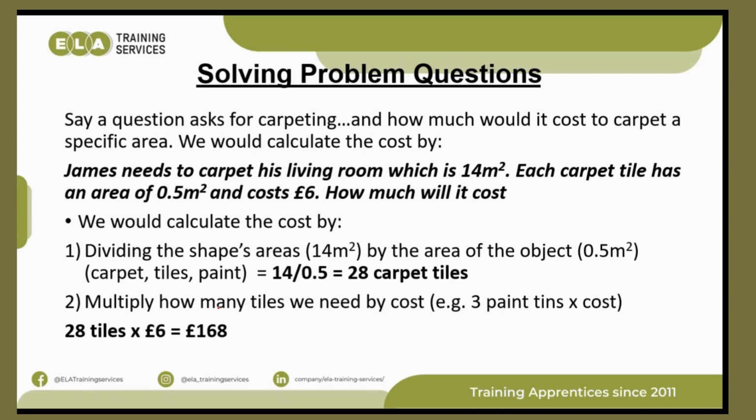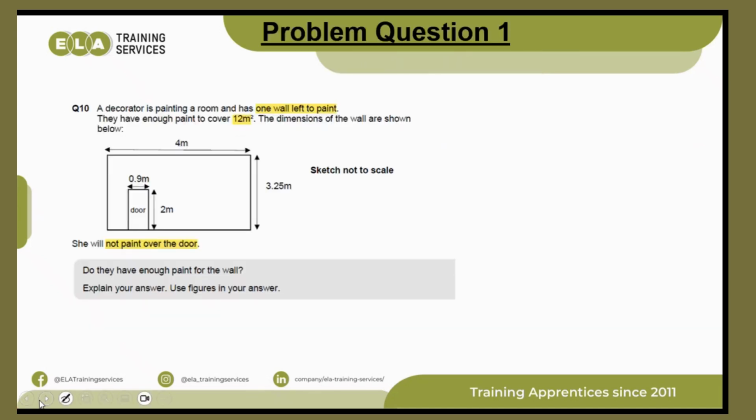There are some shapes, which I'm going to show you now as a problem question, where you might have to work out two different shapes and then do something different with them. So for example here, one problem question I want to go over with you is where we have what we call a compound shape and you have to take one away from the other. So a decorator is painting a room and has one wall left to paint. They have enough paint to cover 12 metres squared. The dimensions of the wall are shown below. She will not paint over the door.